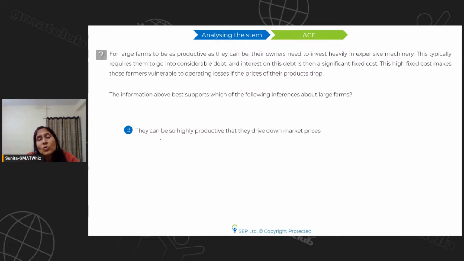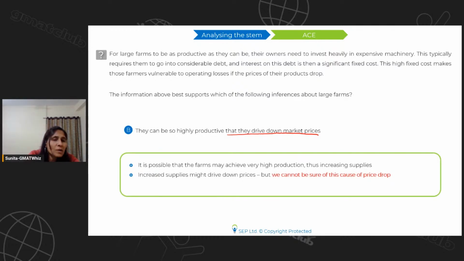They can be so highly productive that they drive down market prices. In real life, perhaps it is true that if the supply of a farm product increases suddenly, then the price in the market might go down. But from this paragraph, we cannot be sure if it is the farmers themselves or the large farms themselves that are driving down the market prices. So this could be a might be true option, but it is not a definitely true answer. All right, so this is not what we can infer.